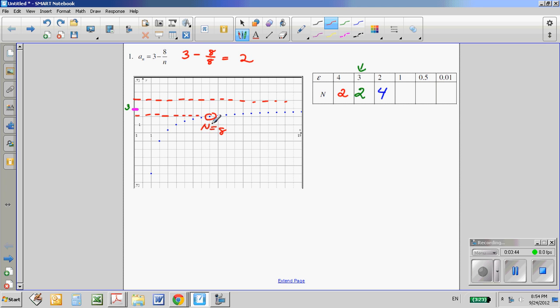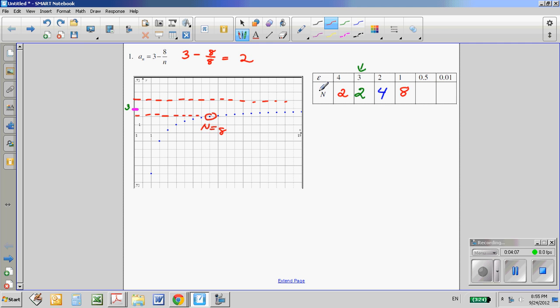So if the n is 8, I'm right on the border. So then if I pick anything after that, it's going to put me inside the border. Because remember, the large n value that you're choosing is the number so that if you pick anything after that number, so anything greater, you will be guaranteed to be inside the envelope.